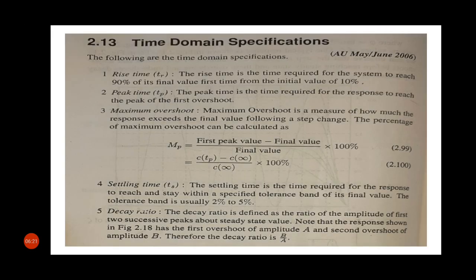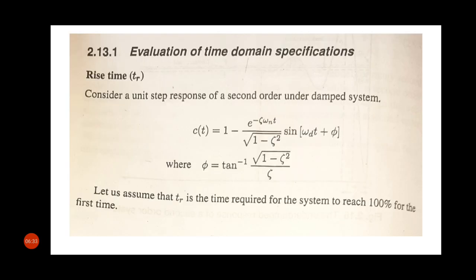Here I have given the definitions of our time domain specifications: rise time, peak time, maximum overshoot, settling time, and decay ratio. Now in this slide we will derive the rise time, or how we calculate the rise time. We will calculate the rise time.